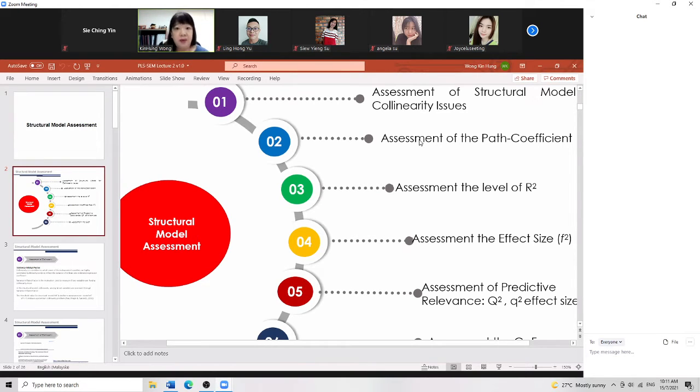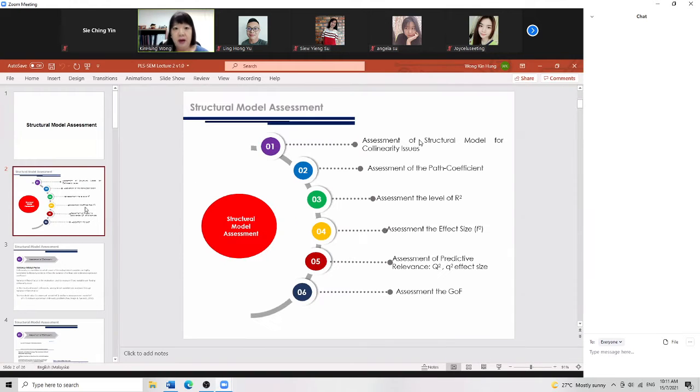Okay, so now we start with this. We have already gone through the outer model. So now we look at the inner model. So inner model, we call it structural model, right? So there is this assessment of structural model, called collinearity issue. Collinearity issue means that the items in the variable, whether they are overlapping, are they the same or not. And then assessment of the path coefficient, that is your IV and your DV, whether there's any relationship. And then assessment level of R2 also. The assessment of the effect size.